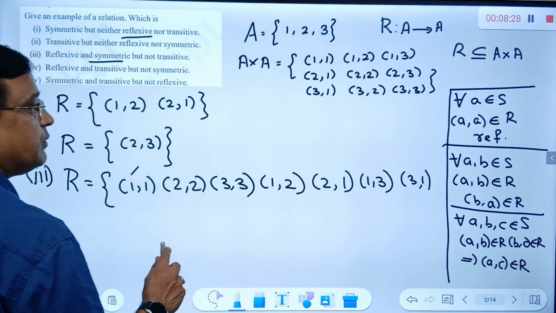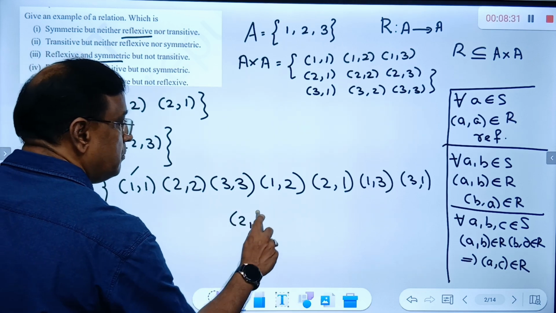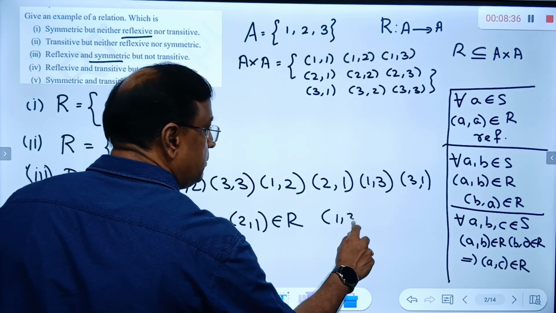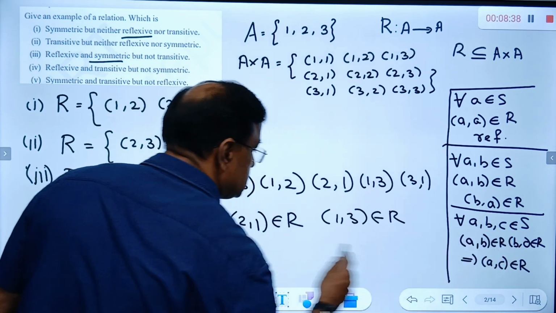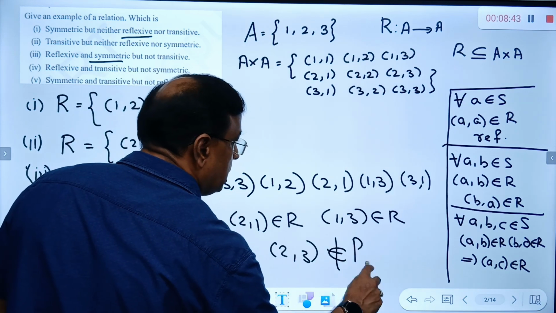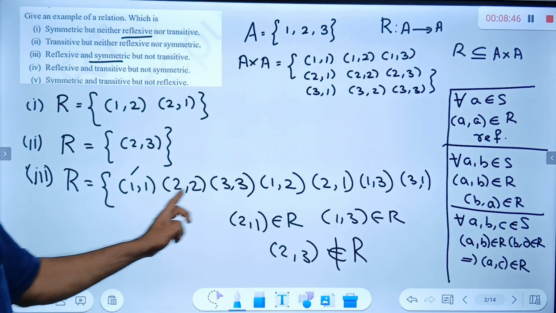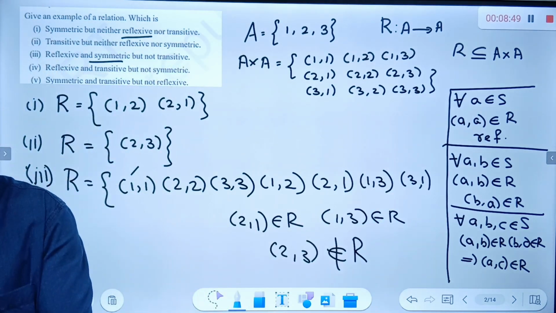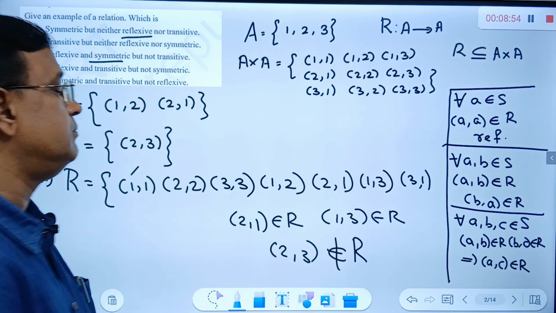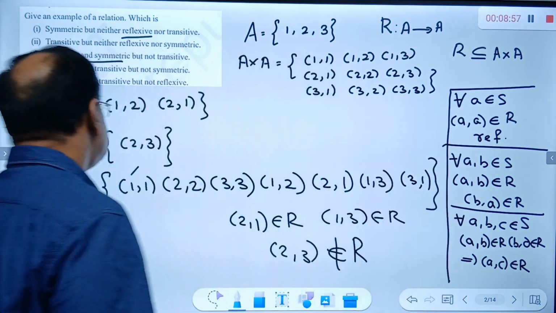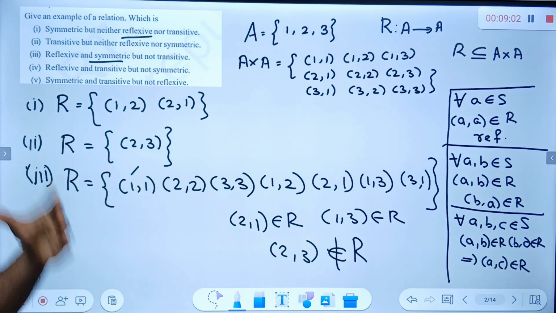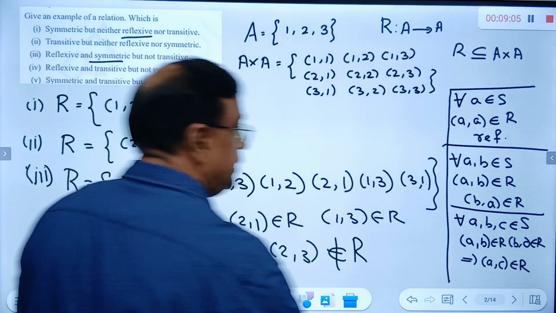Is it transitive means, for example, you have 2, 1 belongs to R, correct? You have 2, 1 belongs to R. And you have 1, 3 belongs to R. So these two conditions are satisfied. Then definitely 2, 3 should belong to R. But 2, 3 is not in R. So this is a perfect example of a relation which is reflexive, which is symmetric, but definitely not transitive. Okay. So I can just say this is a perfect example of a relation which is reflexive and symmetric, but not transitive. Okay. We'll go to the next page.